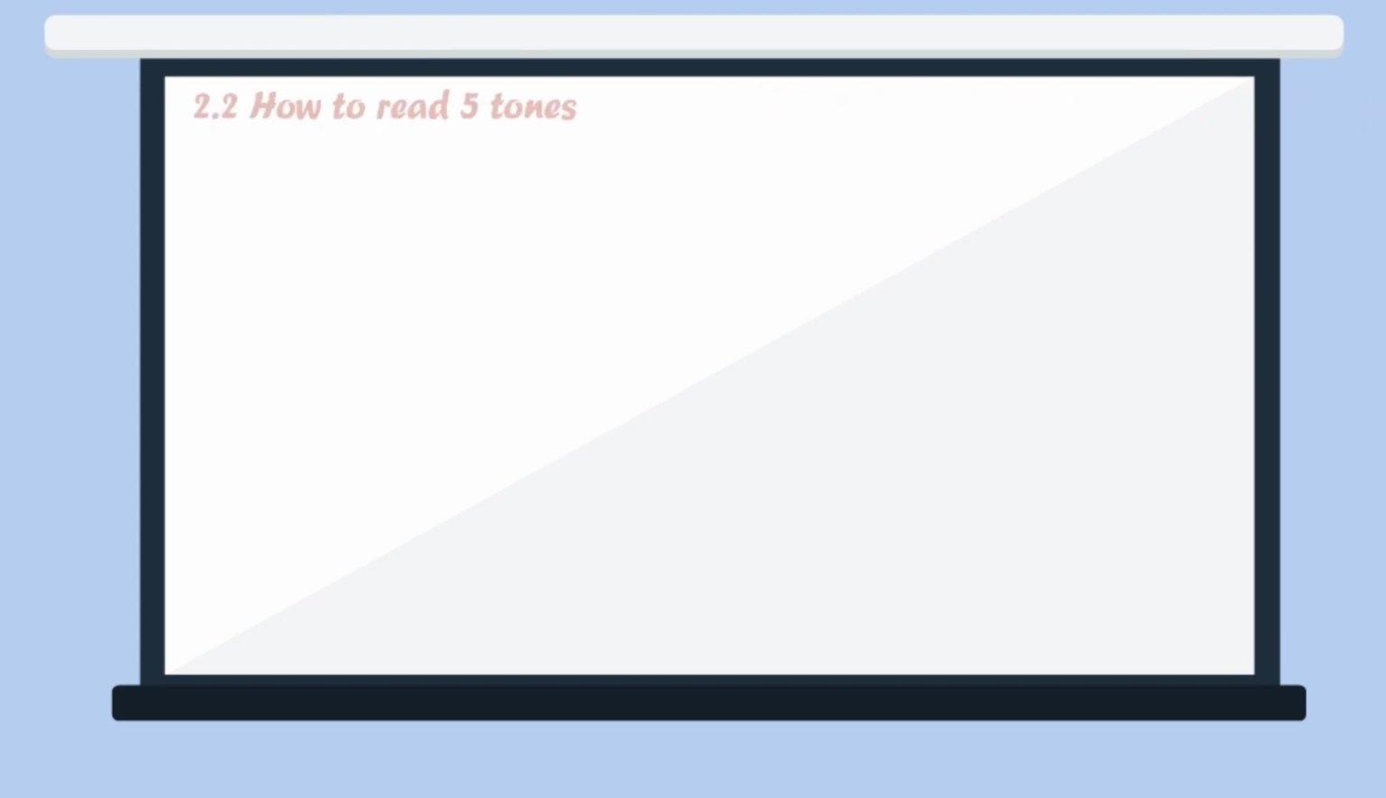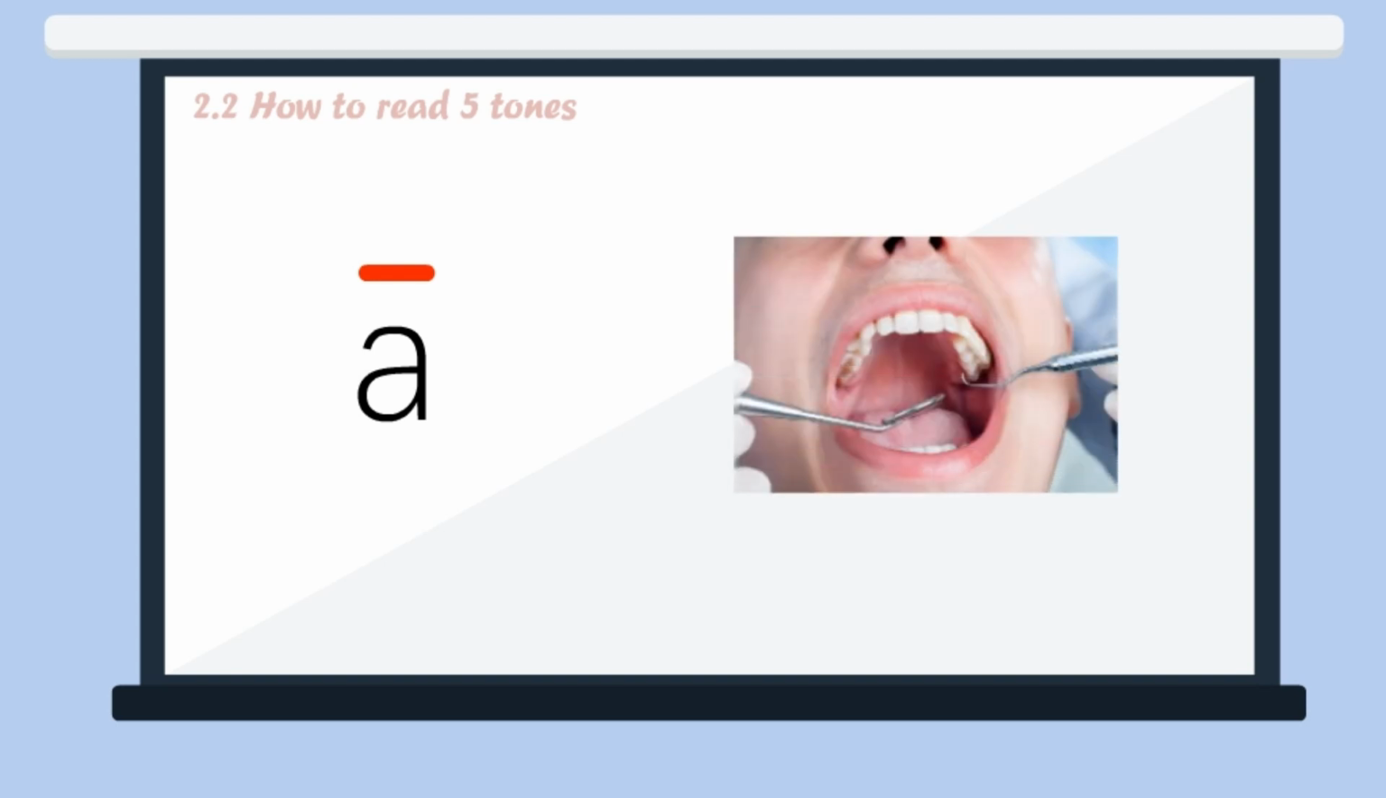We will read 7 simple vowels in 4 different tones. Let's take the vowel A as an example. A with the first tone is a high-pitched sound, also a flat tone. Just pretend you're now in the dentist's room, and the dentist is asking you to open your mouth wide for checking. You'll say, ah. That is the first tone.